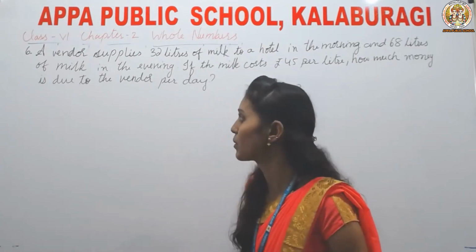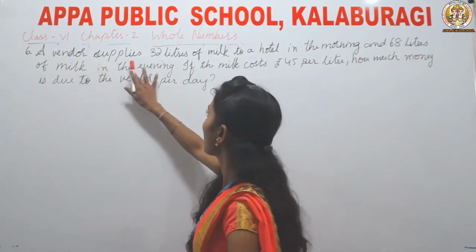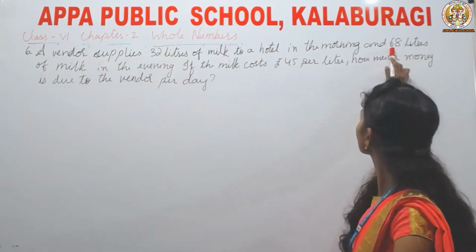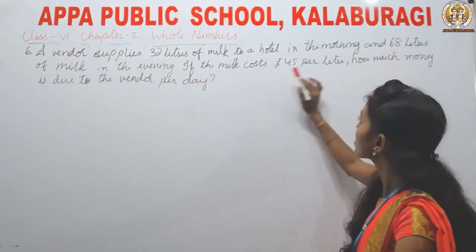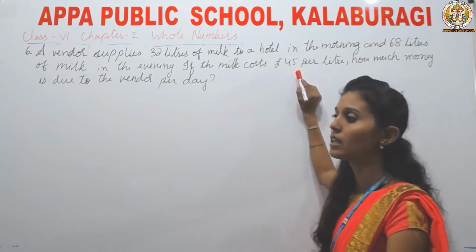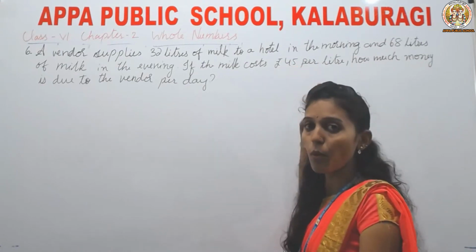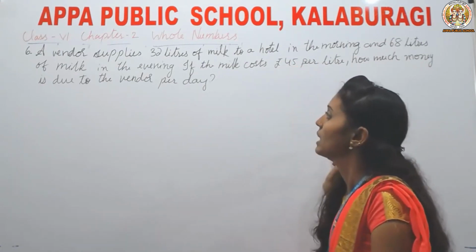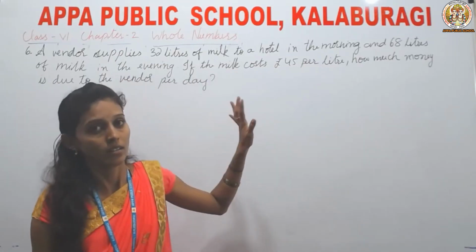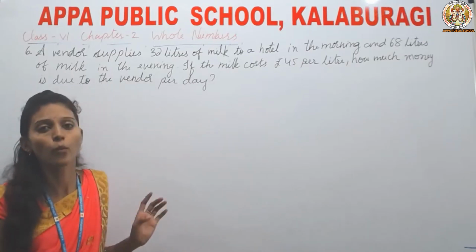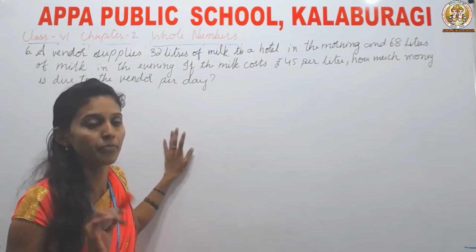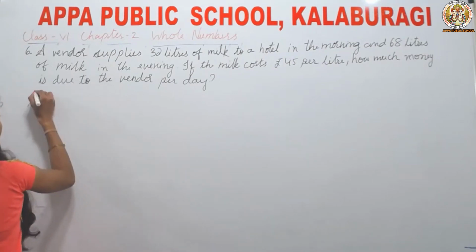Read it once again. See what they said. A vendor supplies 32 liters of milk in the morning and 68 liters of milk in the evening. Cost of milk is rupees 45 per liter. For 1 liter, 45 rupees. Then for 1 day, how much does the hotel owe to the vendor? How much money is due to the vendor per day? Okay, so let us do that.